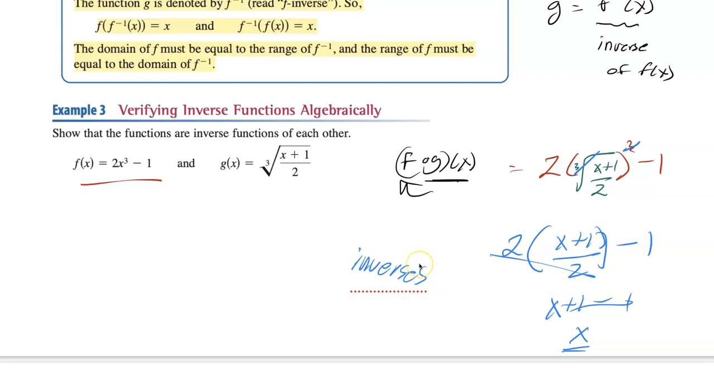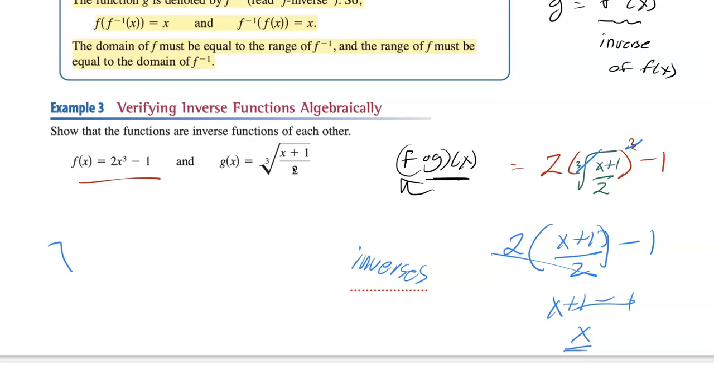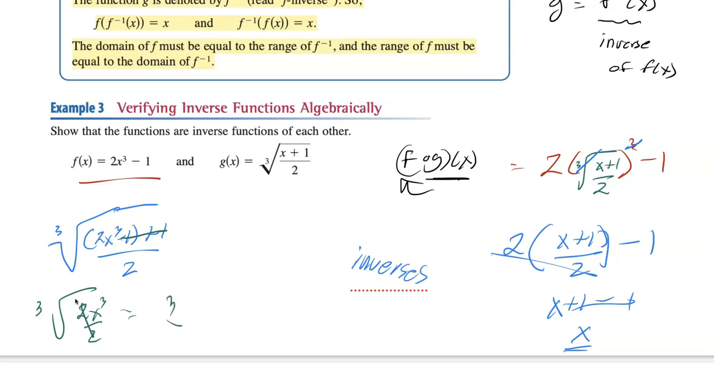Technically, you're supposed to try the other way around also. So I should plug this into there. But if it works one way, it works both ways. Technically, you're supposed to do this, but I'm not sure if I've ever seen it where it only works one way. So you have this, and you're like, oh, that looks ugly also. But again, not too bad, because the 1's cancel out first. You get the cube root of 2x cubed over 2, and then the 2's cancel out. You're left with the cube root of x cubed. So those cancel out, and you just get x.